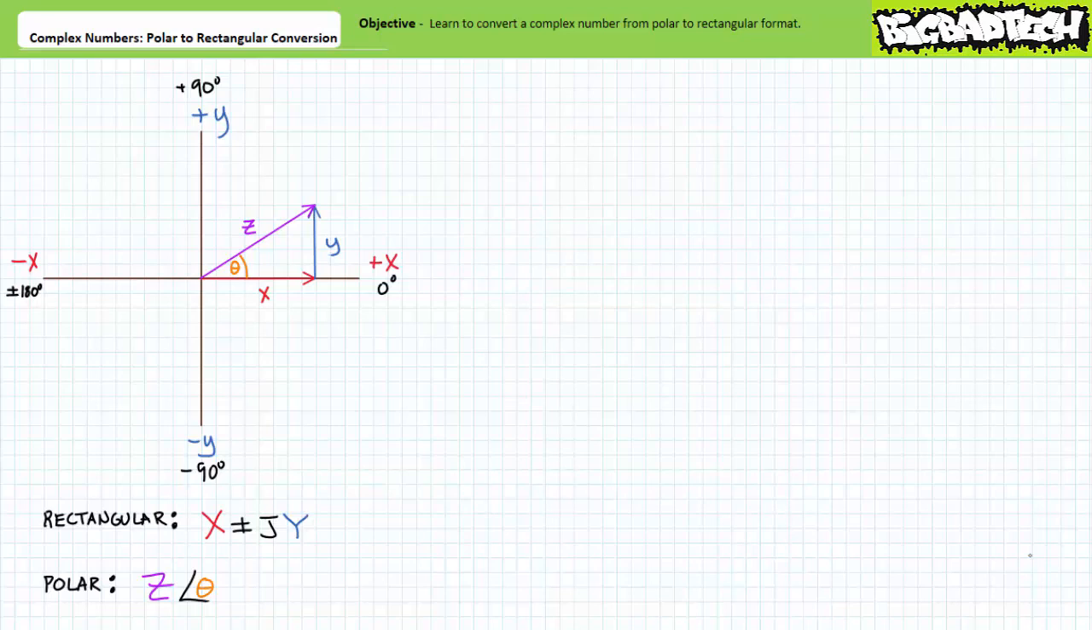Today we'll limit ourselves exclusively to the act of converting complex numbers expressed in polar format into an equivalent rectangular format. Complex numbers using polar format utilize a pair of numbers. 1. The magnitude, z, and 2. The direction, referenced as an angle from the positive x-axis, where counterclockwise rotation is defined as a positive angle and clockwise rotation is defined as a negative angle.